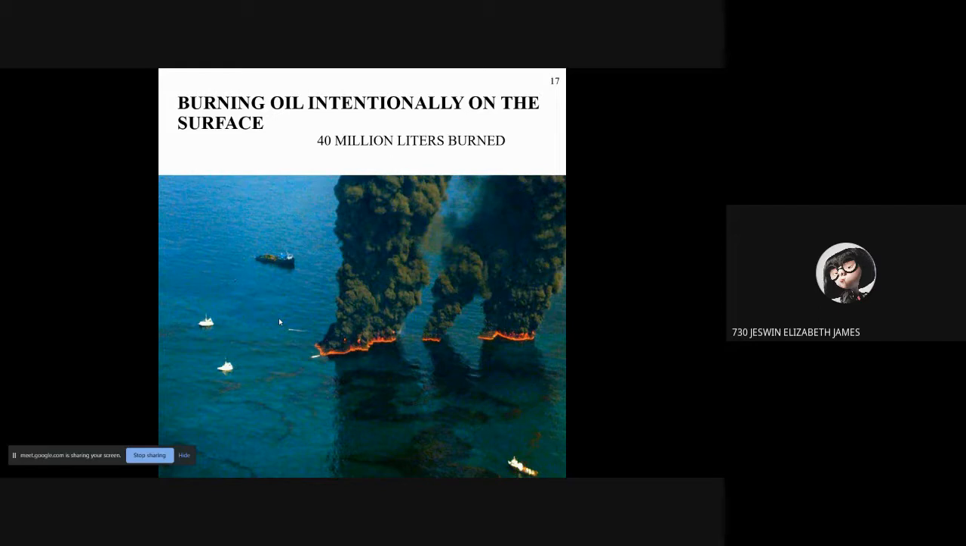So, in order to prevent this, BP and the US Coast Guard first intentionally burned around 40 million liters of oil on the surface of the water itself. You can see in the image that oil is being burned on the surface of the water itself, which only removed a small portion of the leak. Like I said, 130 liters of oil were gushing out per second. Now 40 million liters is a very small amount when compared to the oil which has been released into the ocean bed. Now the burning of the oil couldn't remove the amount of oil.